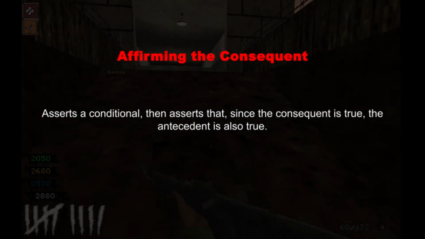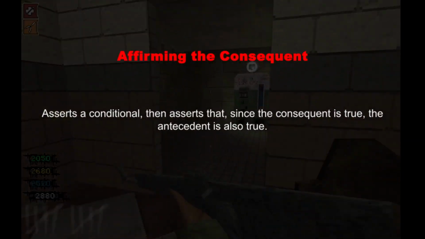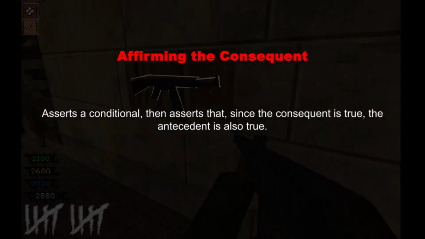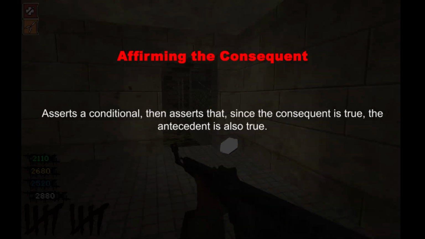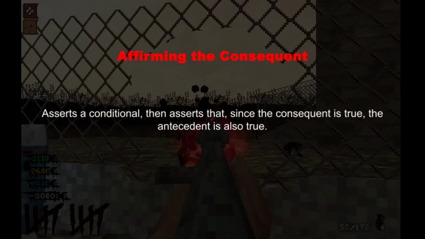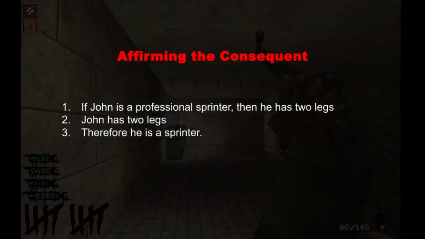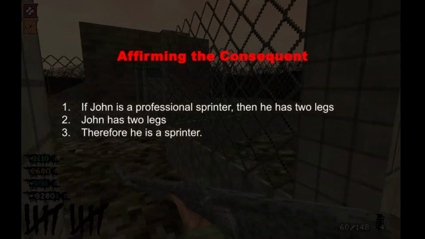So, in here, you assert a conditional. Remember, a conditional is something like if P then Q, and then you assert that since the consequent is true, the antecedent is also true. So if you say if P then Q, Q is true, therefore P is true, that would be affirming the consequent. A concrete example of this would be: if John is a professional sprinter, then John has 2 legs. John has 2 legs, therefore he's a sprinter. Clearly, this argument is invalid.